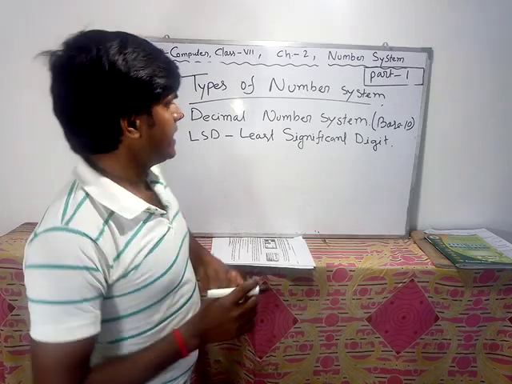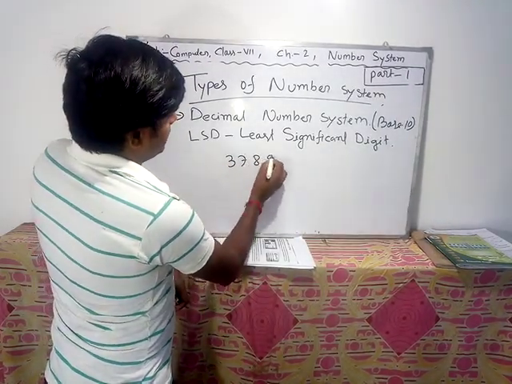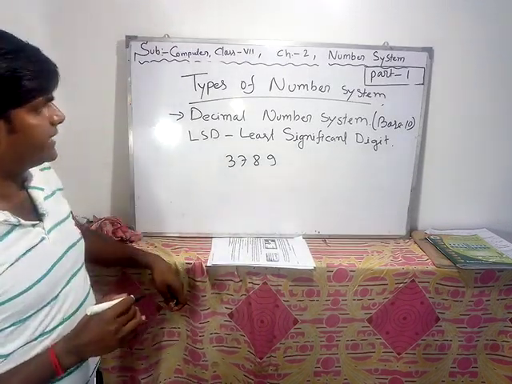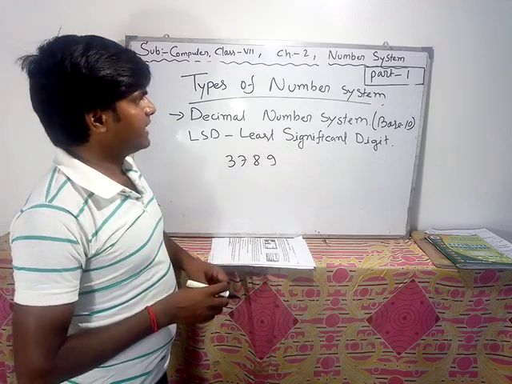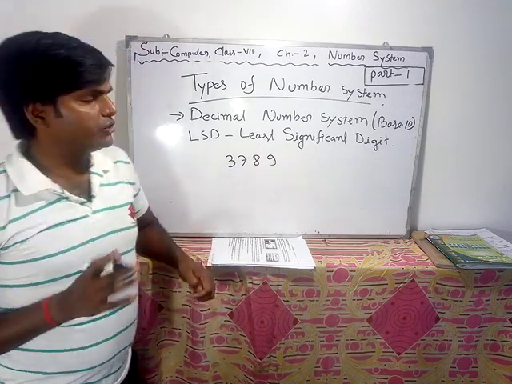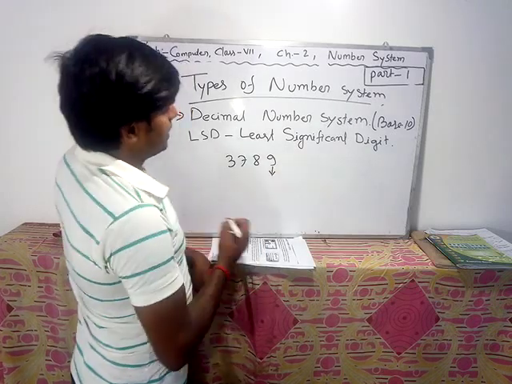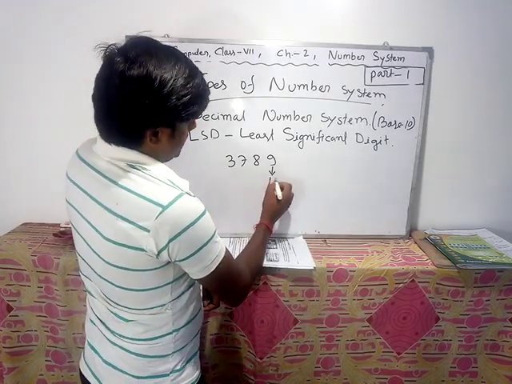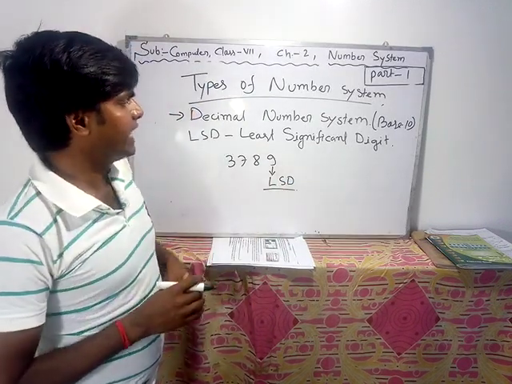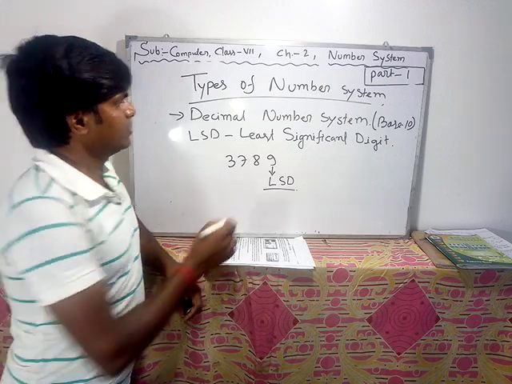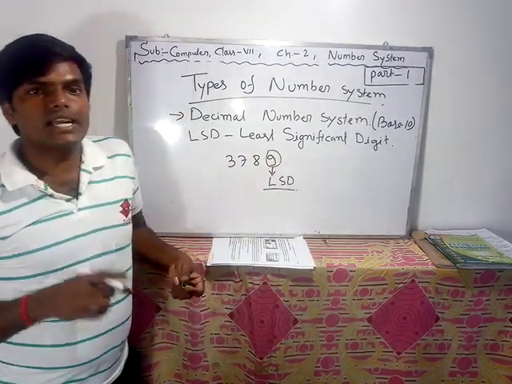Clear? Suppose I am writing one number like 3, 7, 8, 9. So which one is the least significant digit? See, this 9 is last, so this is the least, LSD, least significant digit. So 9 is the least significant digit. Clear?